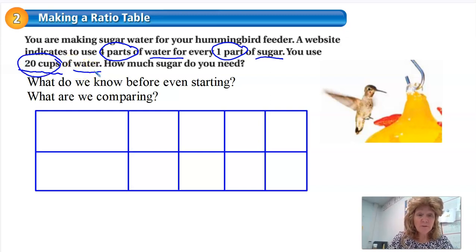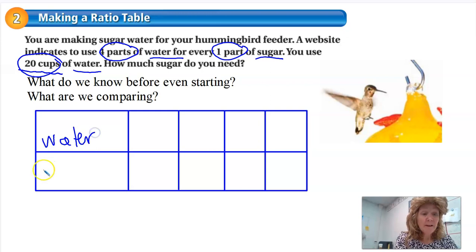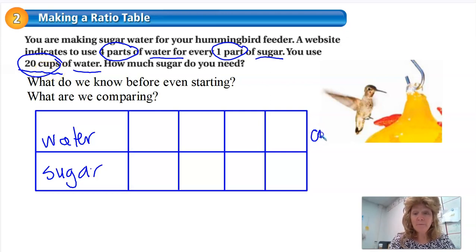So what do we know before starting? We know it's 4 parts to 1 part. It doesn't matter if the parts are teaspoons or tablespoons, as long as we keep the same ratio, we're going to be okay in terms of the mixture that we're making. So what I'm going to do is put water here, and I'm going to put sugar here, because those are the 2 things that I'm mixing. Now, notice they give it in cups, so I'm going to go ahead and write cups at the end just to keep an idea of the units that I'm using. So water is 4 cups of water. That means I would use 1 cup of sugar.